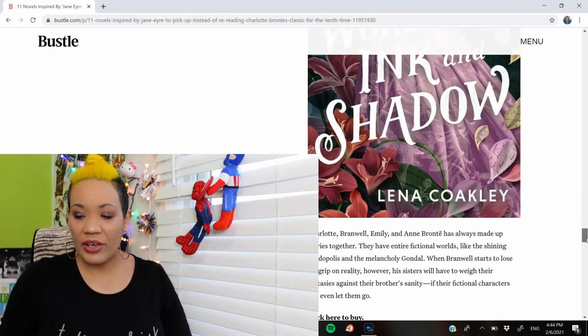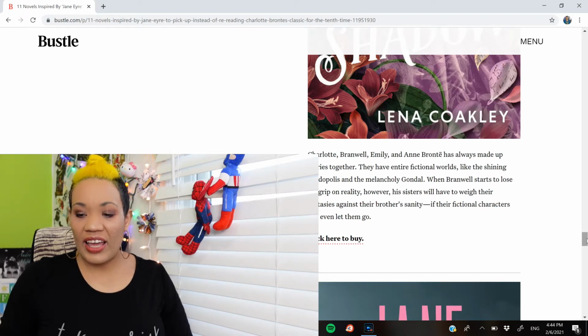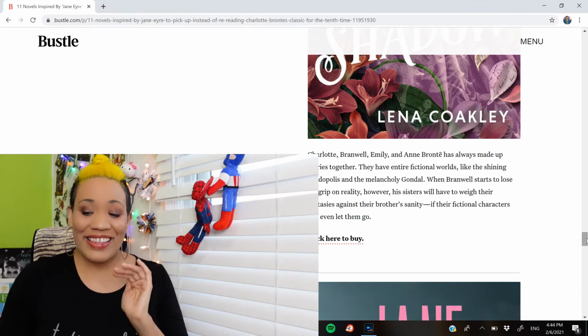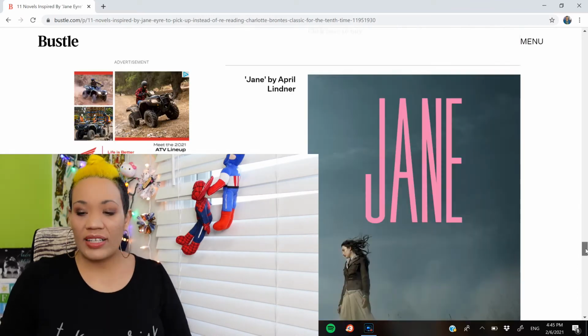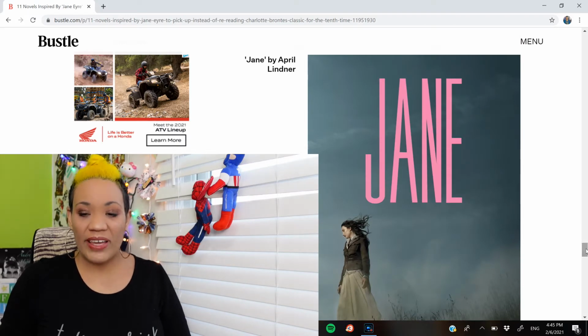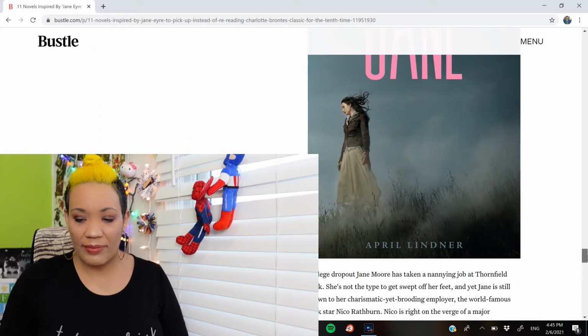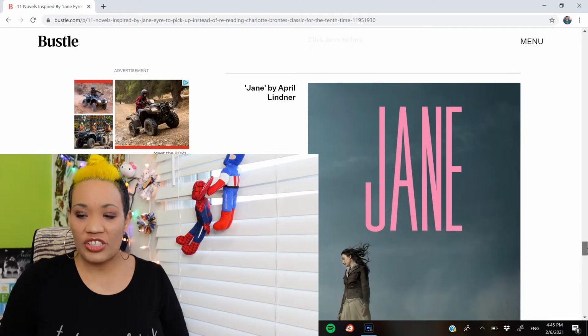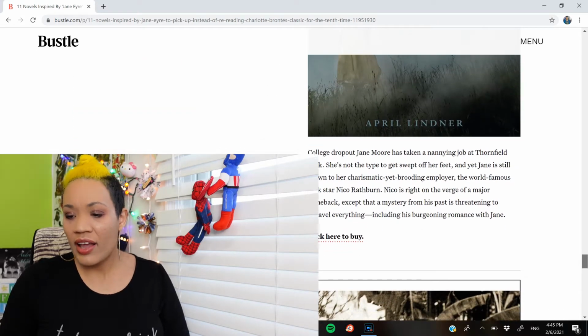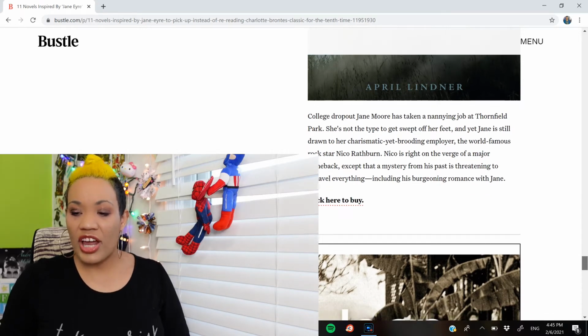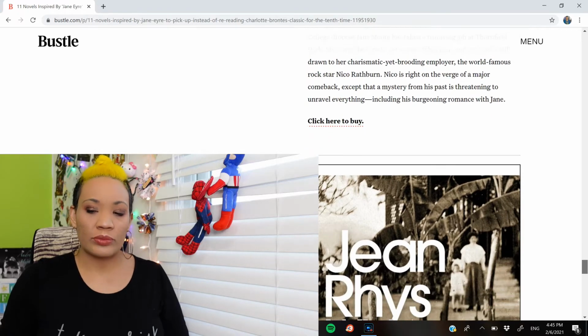Worlds of Ink and Shadow. This appears to be a story of the actual Bronte siblings and their construction of the fictional worlds, which they did in real life. That does vaguely intrigue me. The next one is probably one that I will pick up because I see it often. I actually think I can find it at the library, so I know that I can check this one out, and it's Jane. I believe this is a modern retelling about a girl who drops out of college and gets a nannying job, and of course becomes intrigued with her brooding employer.